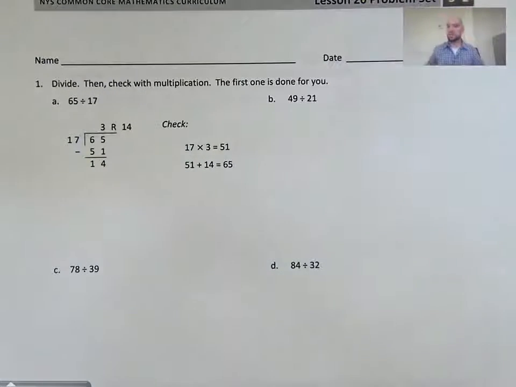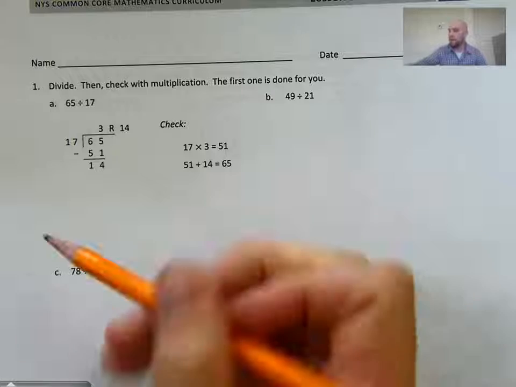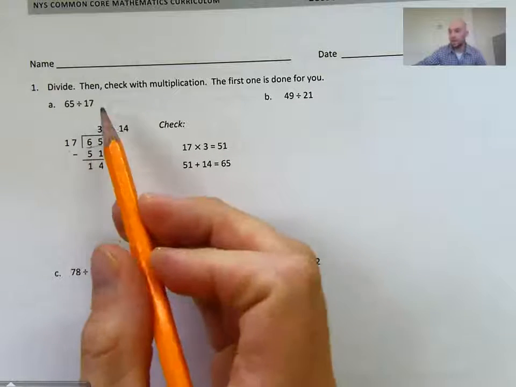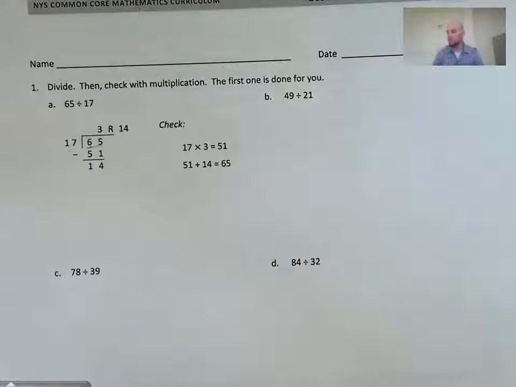We'll use the same method that we used last time. The first one here is done for us, and it says 65 divided by 17. Again, note that 65 goes inside the box and the 17 goes outside. So we flip that when we put this into our long division standard algorithm form. And then we're going to be checking using multiplication.